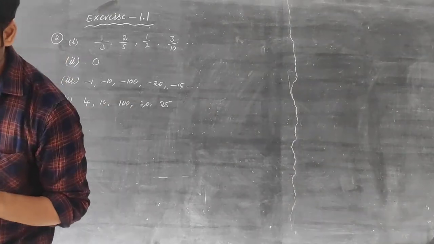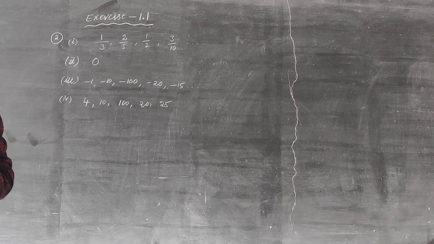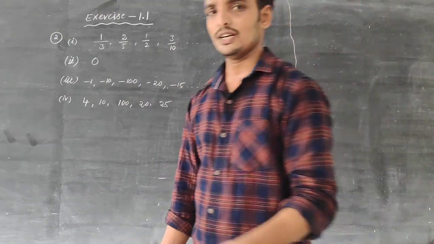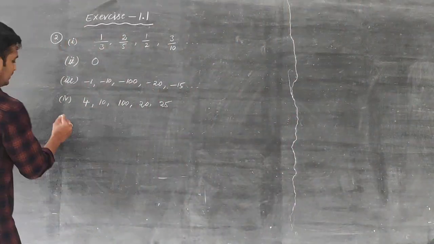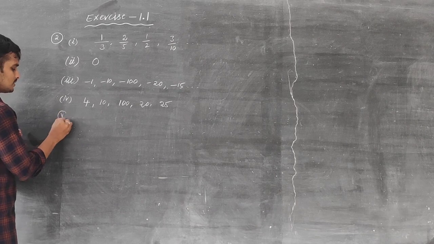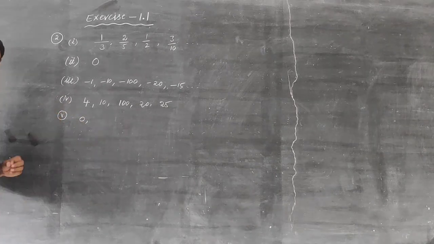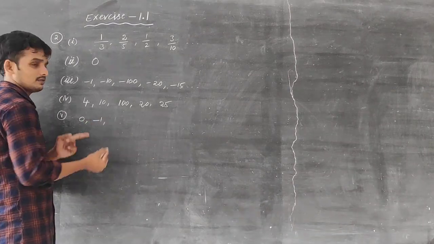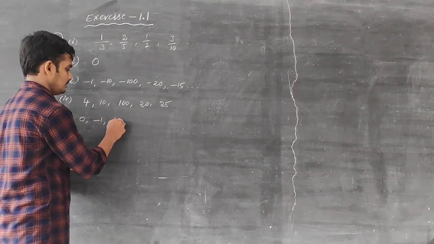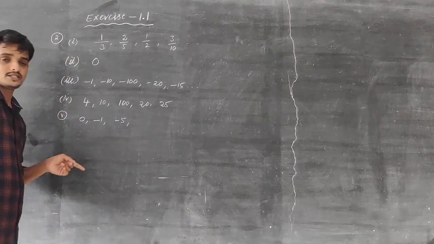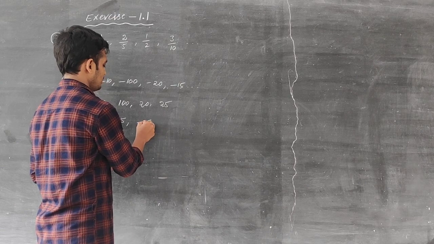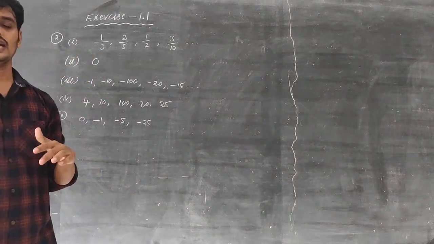Okay. Now fifth question. A number which is an integer but not a natural number. It is an integer but not a natural number. You can write so many examples. For example, 0. 0 is an integer. It is not a natural number. The same way minus 1. Minus 1 is an integer but not a natural number. Minus 5 is an integer but not a natural number. Minus 25 is an integer but not a natural number.